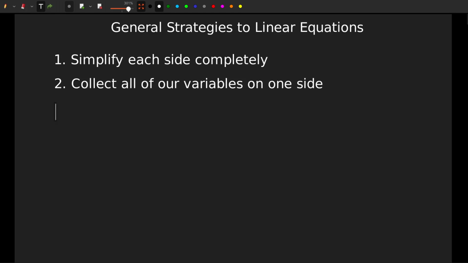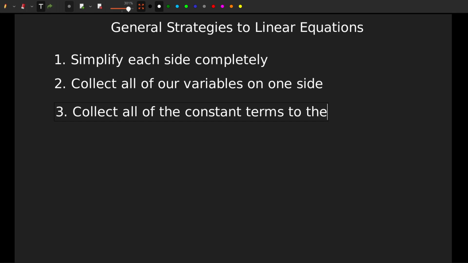Okay. Step number 3 is similar to the variables. We want to collect all of the constant terms to the other side. Okay. So if we put all of our variables on the left-hand side, for example, then we want to put all of our constant terms, which are the non-variable terms, onto the right-hand side, or vice versa. Okay. Step number 4 is that if there is a coefficient in front of our variable term, we want to divide by the coefficient.